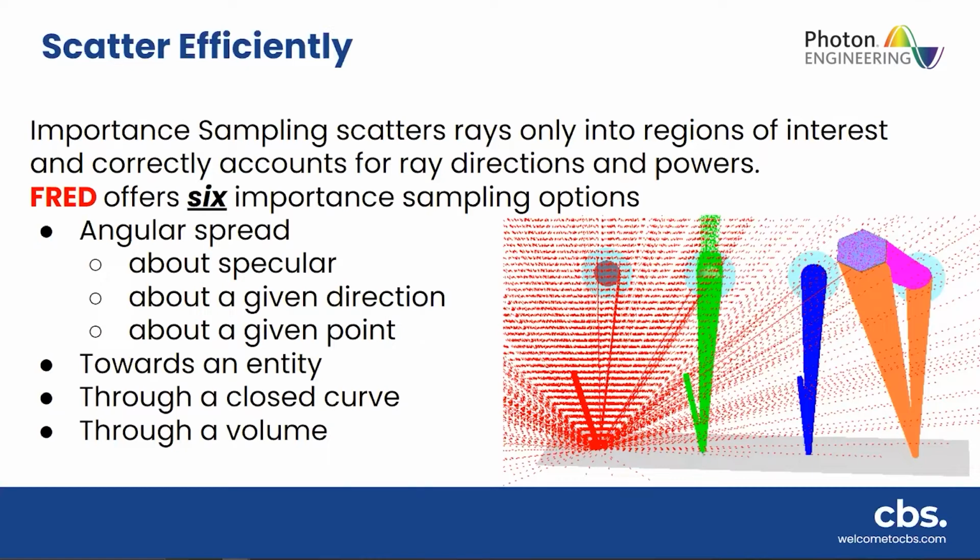Now, this option is the one I'm going to use in the demonstration that follows, because scattering through a closed curve is one of the most efficient ways of handling scatter within Fred. And then the final option is scattering through some volume, so we can define a sphere or an ellipse and scatter through that too. So the importance sampling is of course critical.